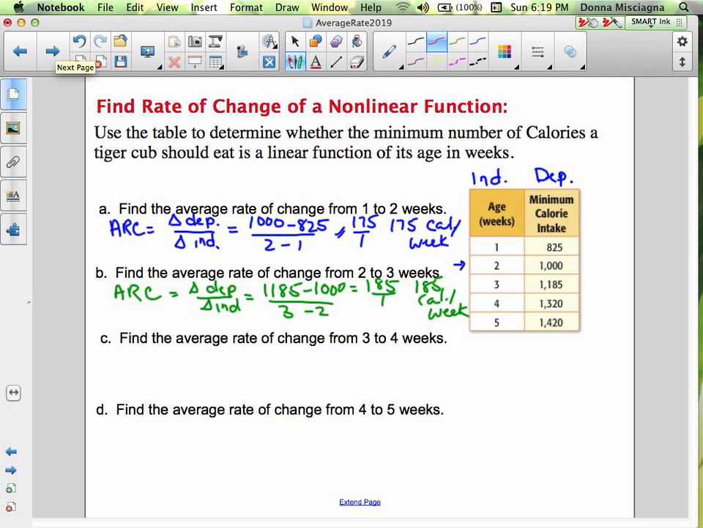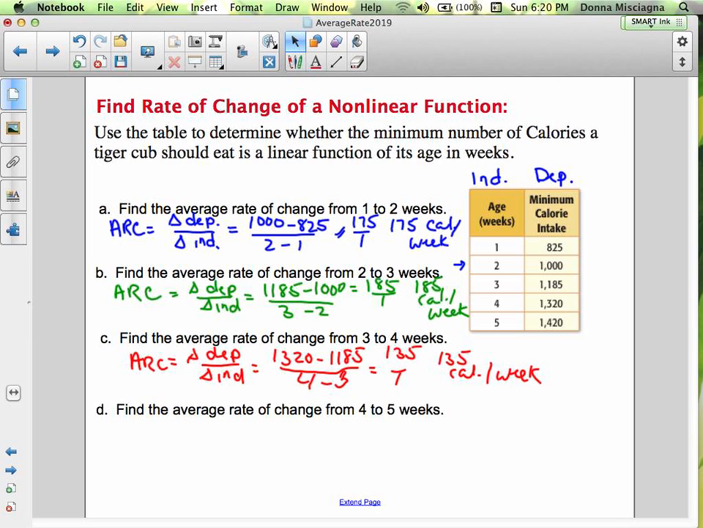Find the average rate of change from 3 to 4 weeks. So average rate of change equals change in the dependent variable over change in the independent variable. Right, so 3 to 4, that would be 1320 minus, make sure we're having the right numbers here, 1185 divided by 4 minus 3. So it's 1 in the denominator. And 1320 minus 1185 is 135. So now he only needs 135 calories per week. Maybe he had a growth spurt between 2 and 3 weeks, and he needed more calories.